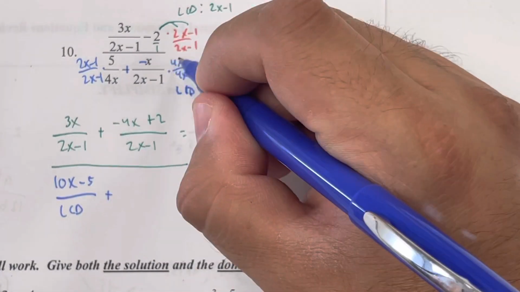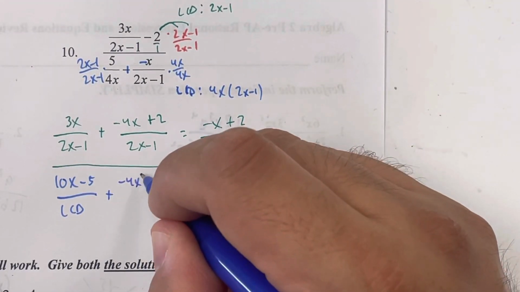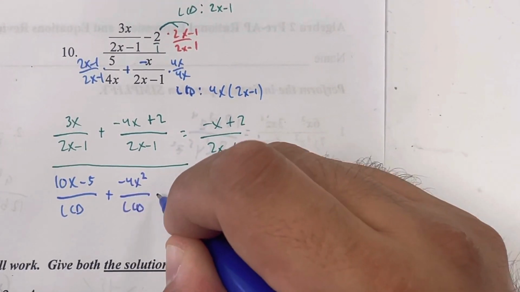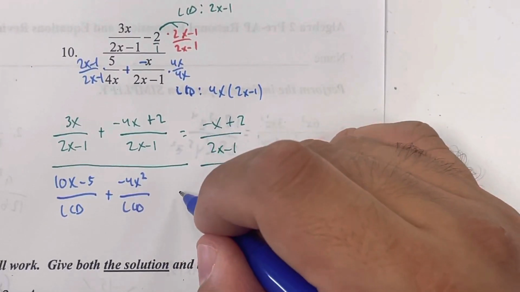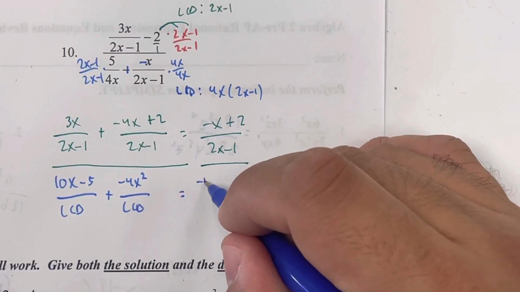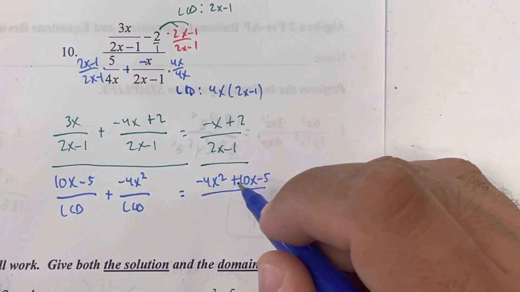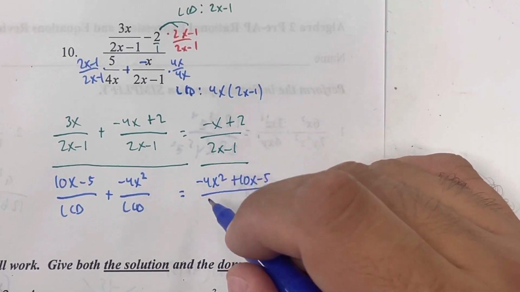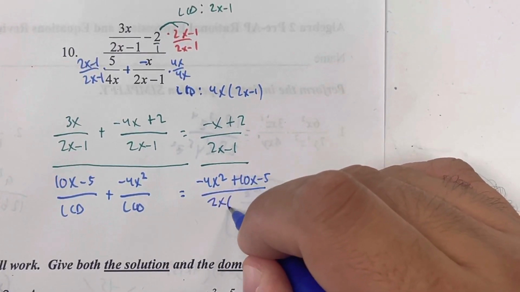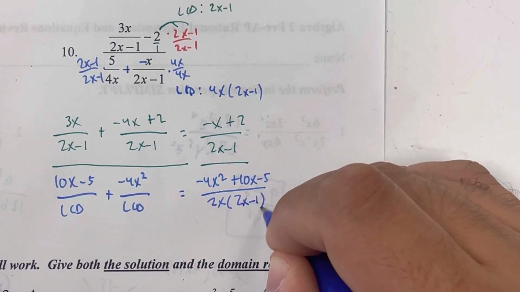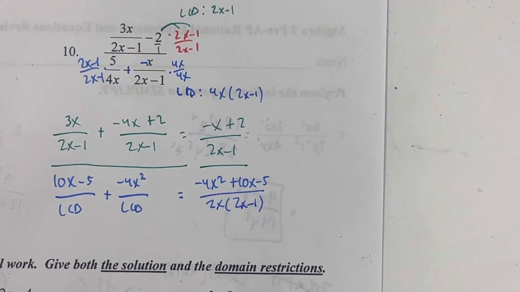Plus negative x times 4x is negative 4x squared over the LCD. And then let's see what this comes to. So we get negative 4x squared plus 10x minus 5 over the LCD. And this time I'll put the 2x times 2x minus 1. All right, now at this point here, I'm going to flip it and multiply it.